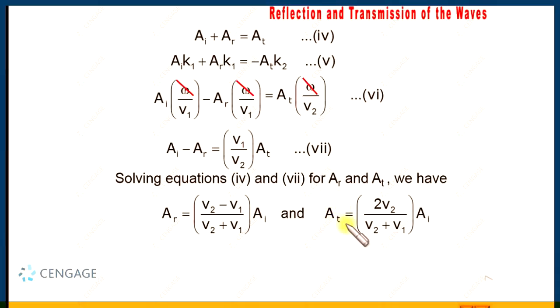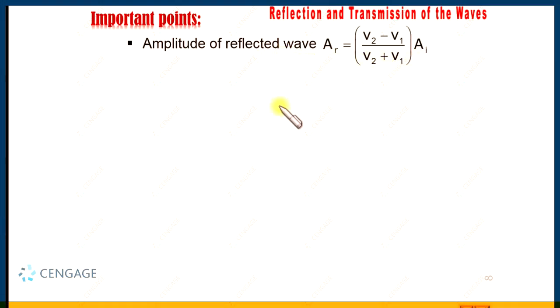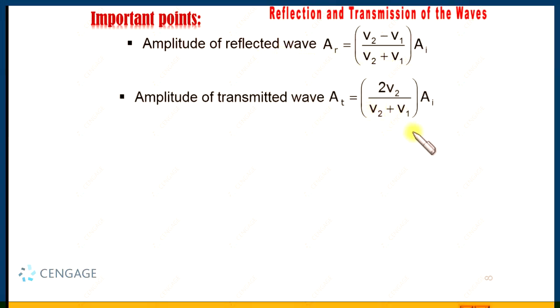Now, let us discuss a few important points. Let us write the amplitude of the reflected wave and transmitted wave again. This is the amplitude of the reflected wave, and this is the amplitude of the transmitted wave. You can observe here that the amplitude of the reflected wave or transmitted wave is always less than the amplitude of the incident wave. Why? Because intensity is proportional to the amplitude square. That means energy associated with the wave is directly proportional to the intensity, and intensity is proportional to the amplitude square. That means the energy of the wave is related to the amplitude.